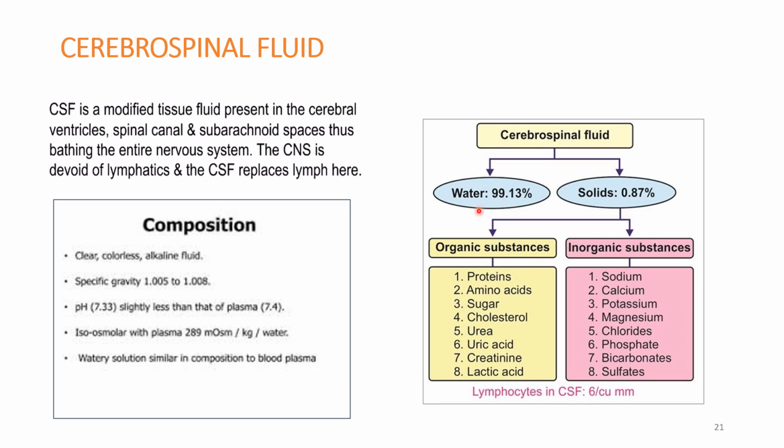So, what is the composition of the CSF? It has 99.13% water and 0.87% solids. In solids, we have organic substances and inorganic substances. Organic substances like proteins, amino acids, sugar, cholesterol, urea, uric acid, creatinine and lactic acid are present. Inorganic substances like sodium, calcium, potassium, magnesium, chlorides, phosphate, bicarbonates and sulfates are present. And lymphocytes are also present. They are 6 per 1 cubic millimeter of CSF.